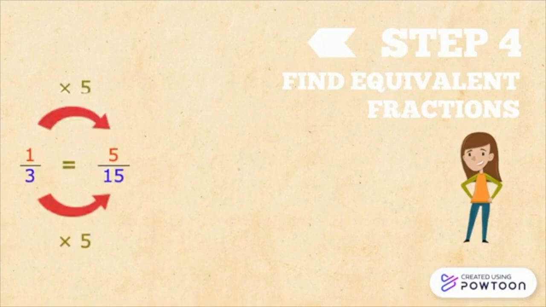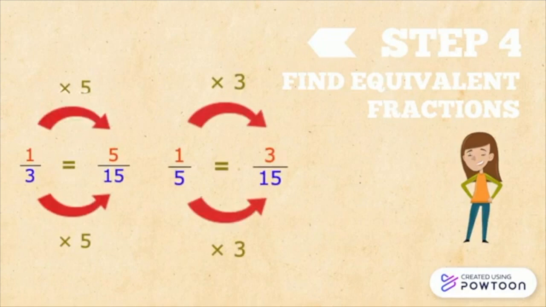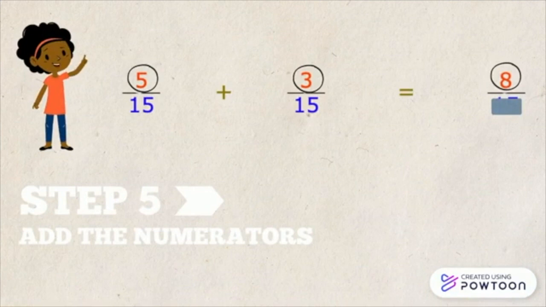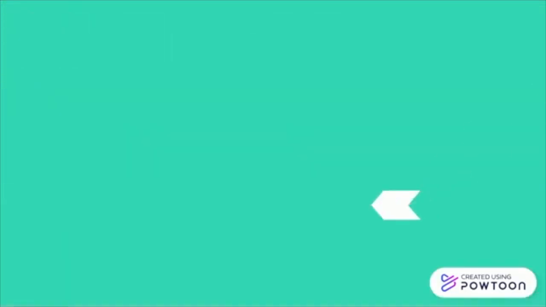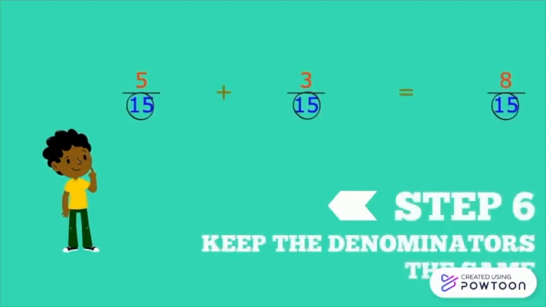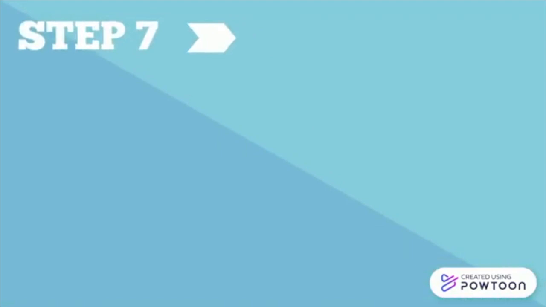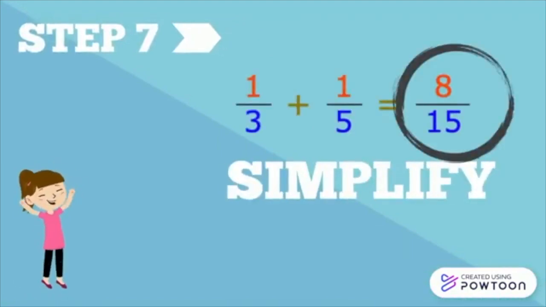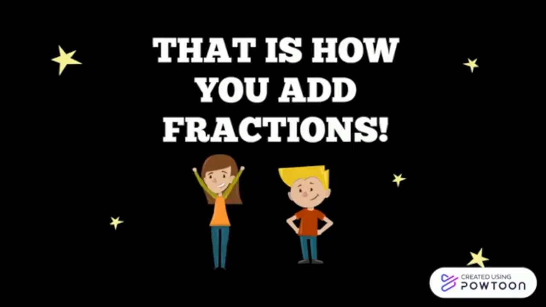Next, I find my equivalent fractions. The equivalent fraction for 1/3 is 5/15, and the equivalent fraction for 1/5 is 3/15. In step 5, I add the numerators. 5 plus 3 is 8. In step 6, you keep the denominator the same, which is 15. The last step is to simplify the fractions. 8/15 is already simplified. Those are the steps you follow to add fractions.